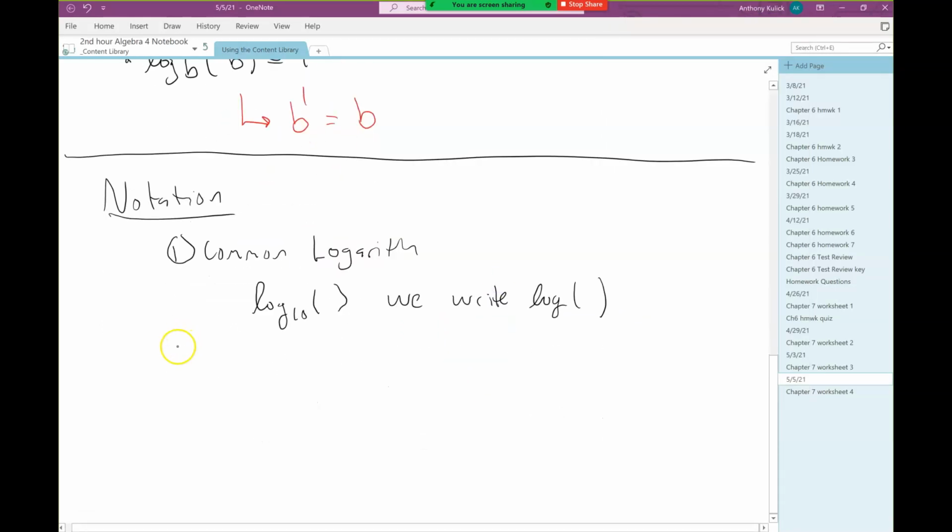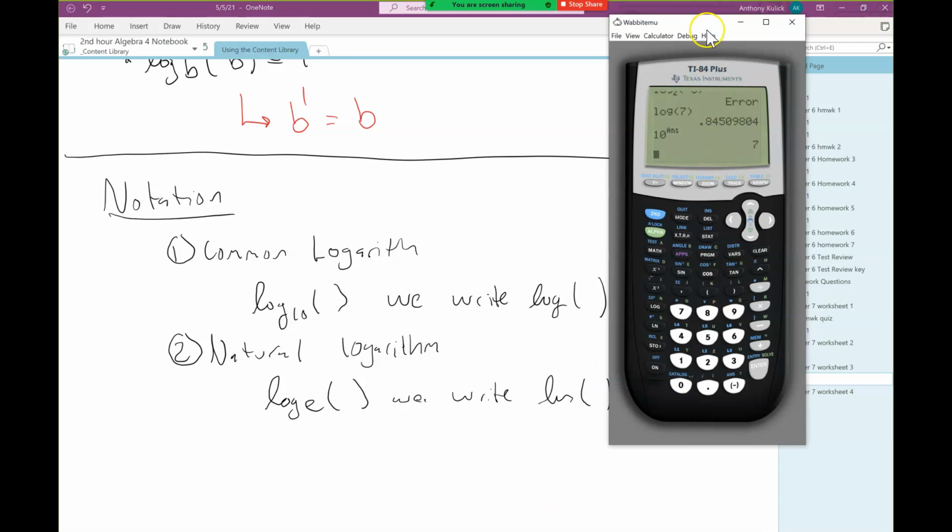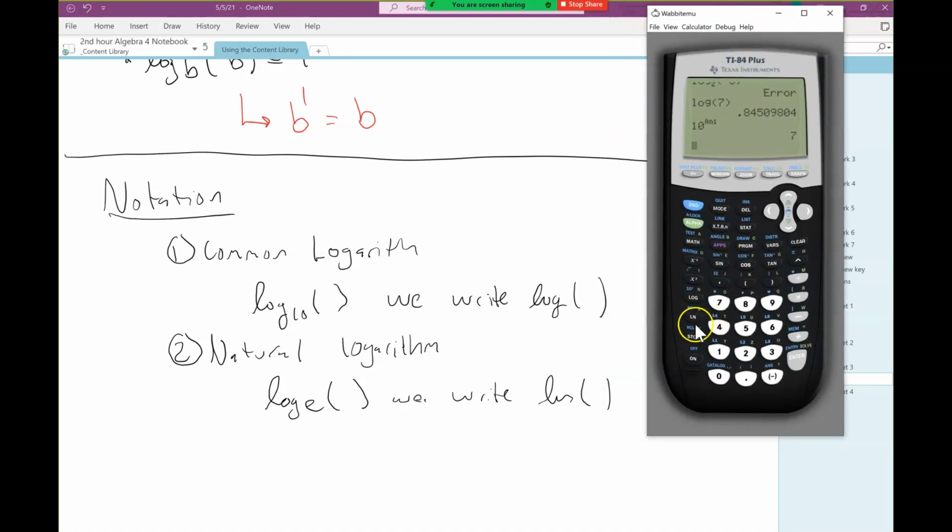The second of these special logarithms is called the natural logarithm. And that's log base e. So instead of writing log base e, we write ln. Which again, if you look at your calculator, right underneath the log button is the ln button.